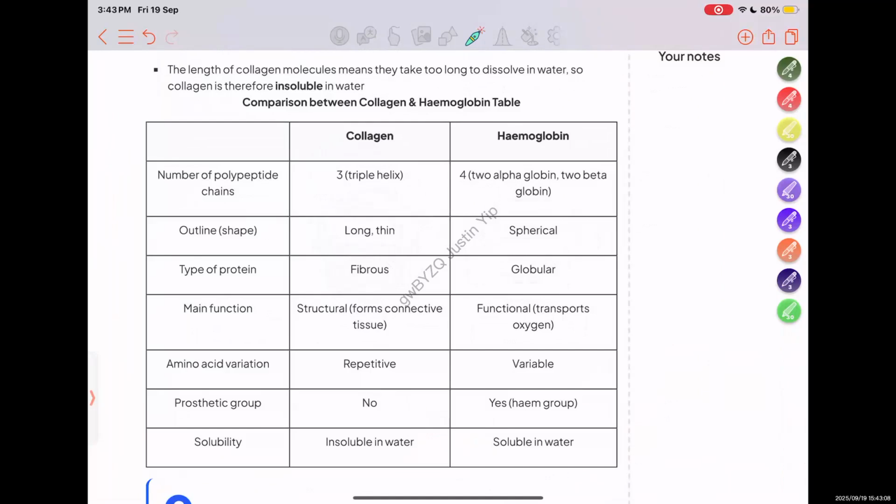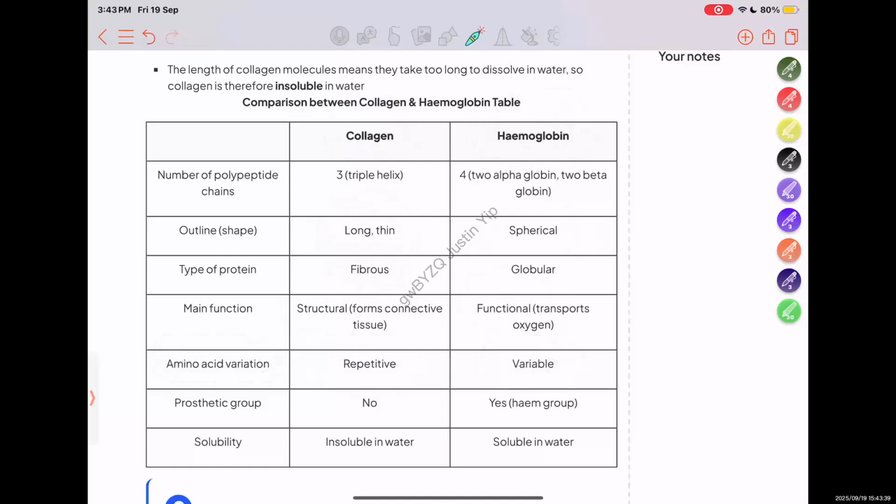Okay. After that, the main function of collagen is structural, while hemoglobin is functional. So collagen is just to form the structure, while hemoglobin gives you function. And for amino acid variation, collagen is repetitive, while hemoglobin's amino acid variation is variable.